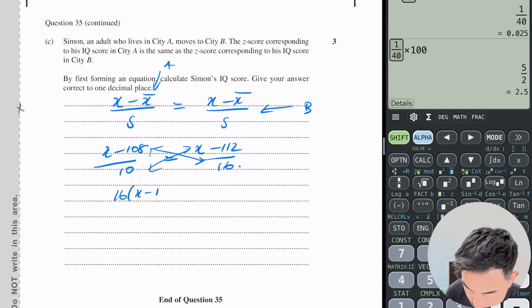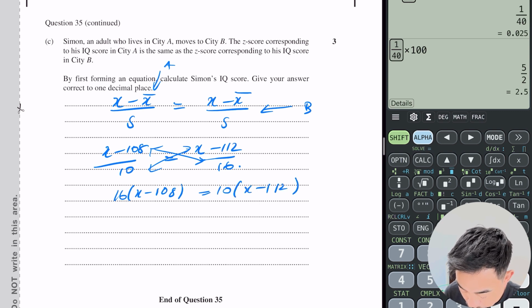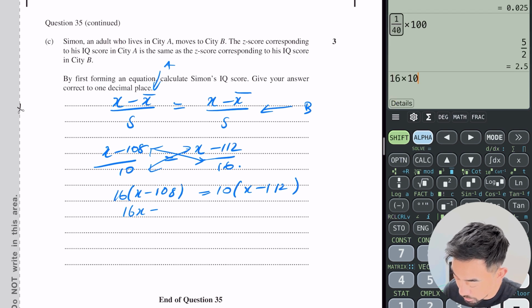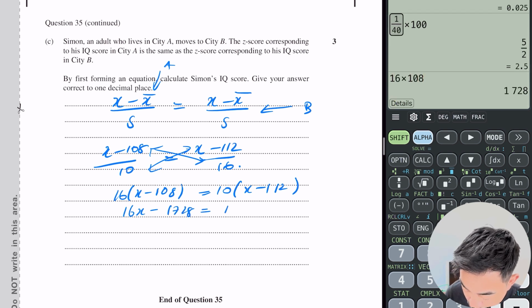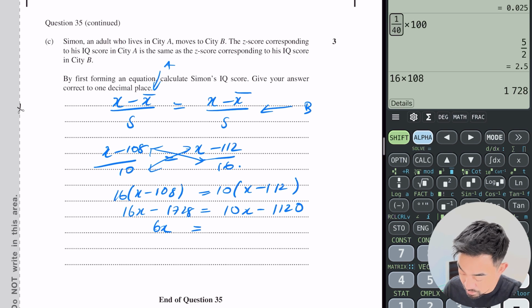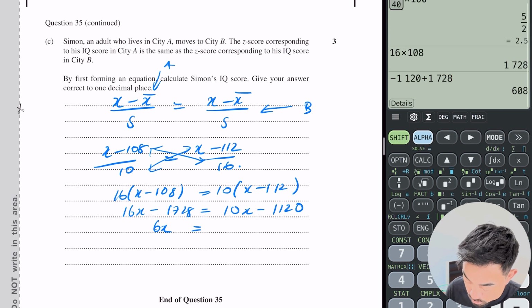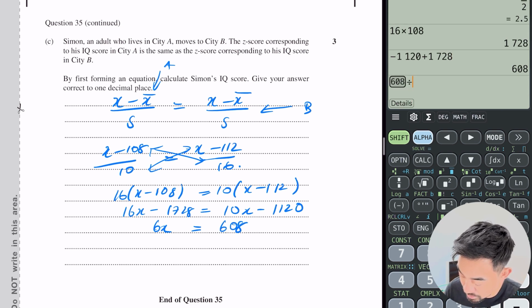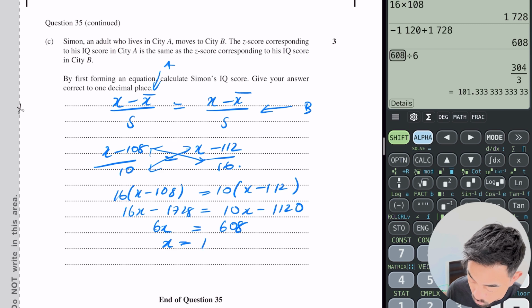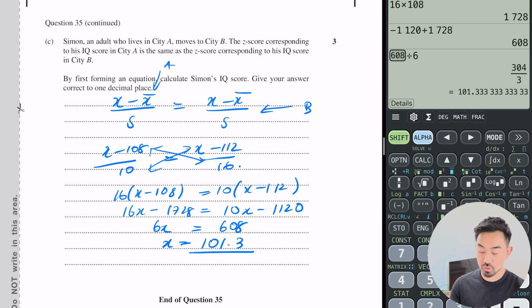So 16 outside of x minus 108 is equal to 10 outside of x minus 112. Expand that out. What's 16 times 108? 1728. 10x minus 1120. Bring the x's to the left-hand side. So 16 minus 10 is 6x. Bring the 1728 to the other side. So minus 1120 plus 1728 is 608. So divide that by 6, get x by itself. So 101.3 is his IQ score.